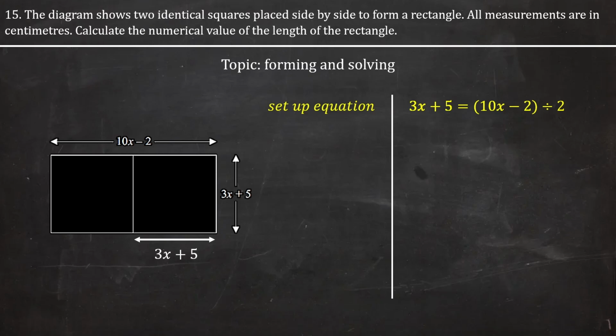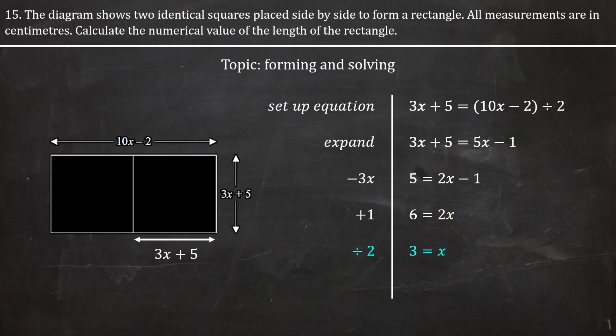So if you have two sides of 3x plus 5, it makes 10x minus 2. Then I can expand that bracket. 3x plus 5 is equal to 5x minus 1. Take away 3x from both sides. That gives me 5 is equal to 2x minus 1. Add 1 to both sides. You get 6 is 2x. And then divide both sides by 2. You get that x is 3.